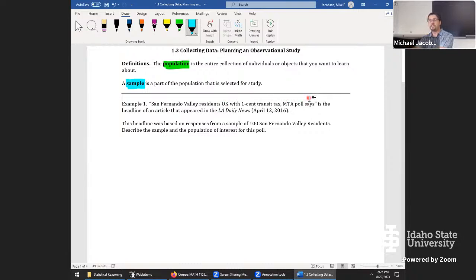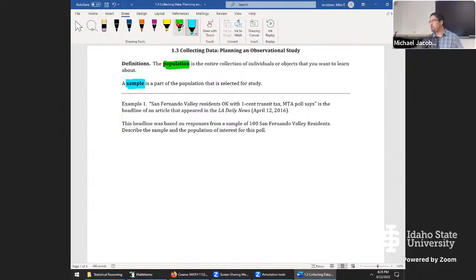Our author's from California, so some of it is California news. This was a headline of an article that appeared in LA Daily News in 2016. They're saying here that the article claims that these residents are okay with some kind of tax on their transit system. This headline was based on responses from a sample of 100 San Fernando Valley residents. And all the instructions say is describe the sample and the population of interest for this poll.